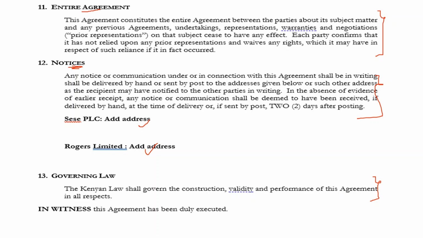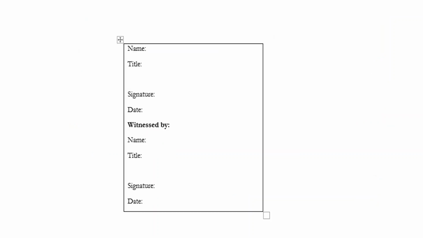So basically what I'm trying to mean here is that you write your name, your title, your signature, your date, then your witness also does the same and you sign, and this applies to both parties to the partnership agreement, meaning that if this is Rogers Limited, then we can also have Sese PLC having maybe its managing director signing on behalf of the company, then having a witness sign the partnership agreement. Now that becomes an entire valid partnership agreement, and without many problems, meaning that you've covered each and every corner of that particular partnership and you're sorted and you're safe.